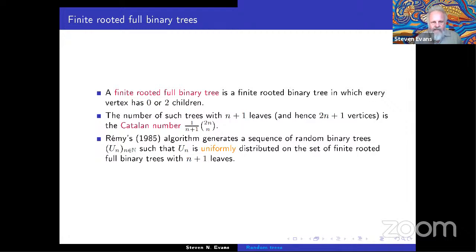And, as most of you probably know, Catalan numbers show up all over the place. Richard Stanley has this book. I should have looked at it before today's lecture, but there's something well over 100 instances of quite different looking combinatorial objects that are counted by the Catalan numbers. And in 1985, Remy gave an algorithm which generates a sequence of finite rooted full binary trees U_n, such that U_n is uniformly distributed on the set of such trees with n plus one leaves.